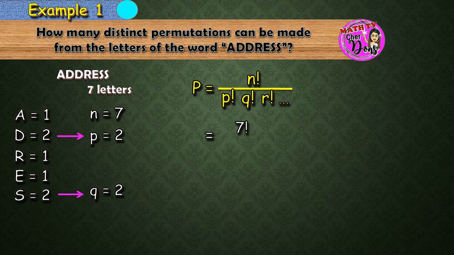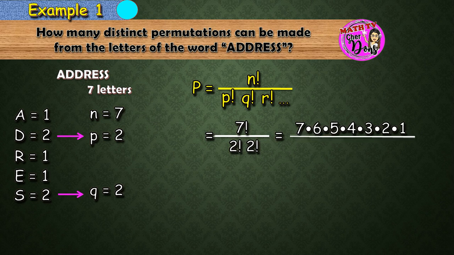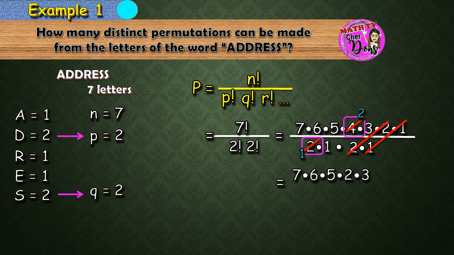Substituting it, we have 7 factorial divided by 2 factorial times 2 factorial. Simplifying it, we have 7 times 6 times 5 times 4 times 3 times 2 times 1 over 2 times 1 times 2 times 1. Cancel 2 and 1. 4 and 2 share a common factor of 2. 4 divided by 2 is 2, and 2 divided by 2 is 1. We are left with 7 times 6 times 5 times 2 times 3, which will give us 1,260. Divided by 1, it is equal to 1,260. Therefore, there are 1,260 different permutations.